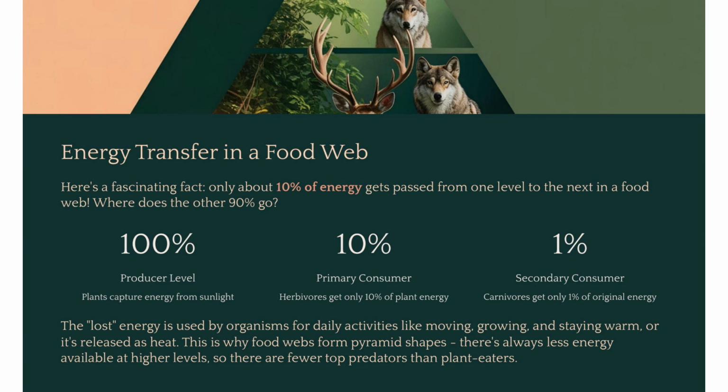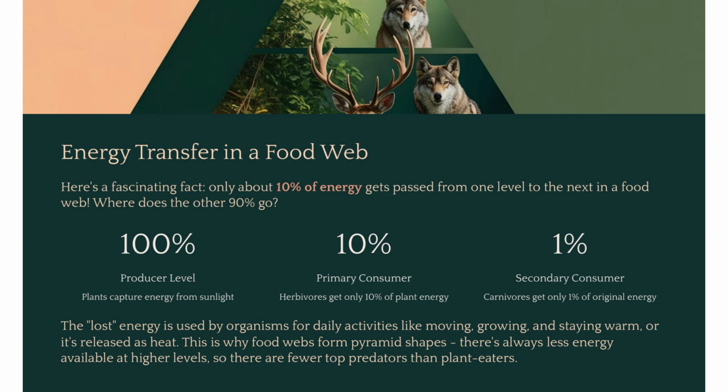Now, here's an important principle of energy flow. It's not a very efficient process. When an organism eats another, only about 10% of the energy is passed on. The other 90% is used by the organism to live, move, and grow, and some is lost as heat.